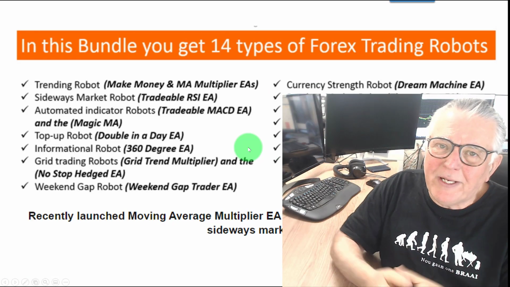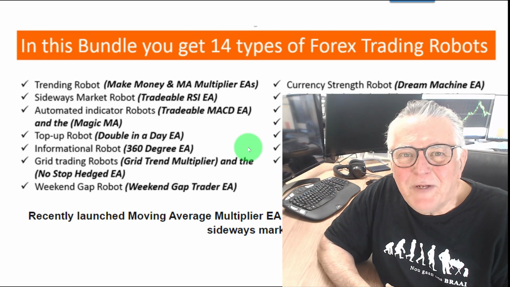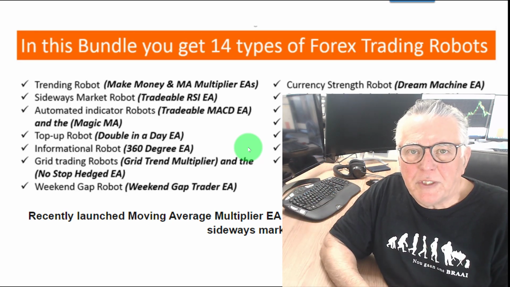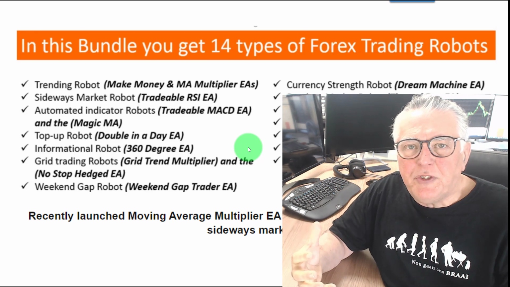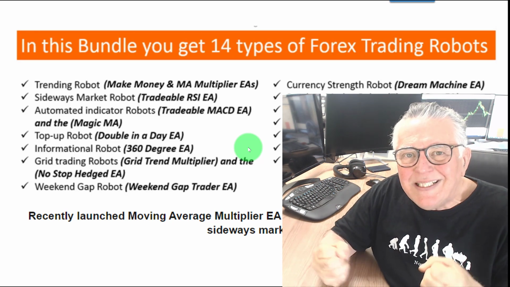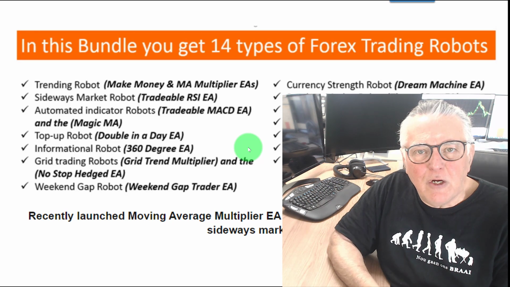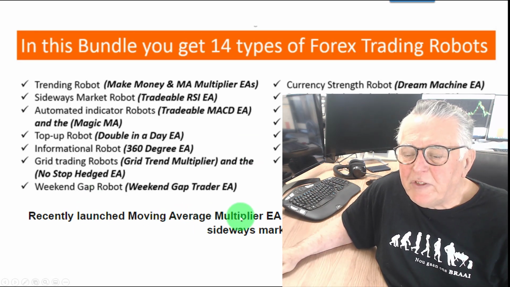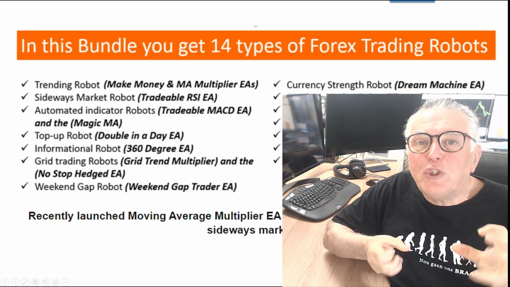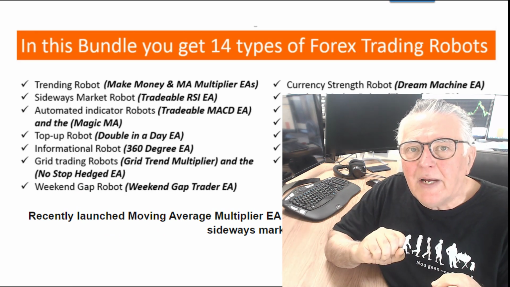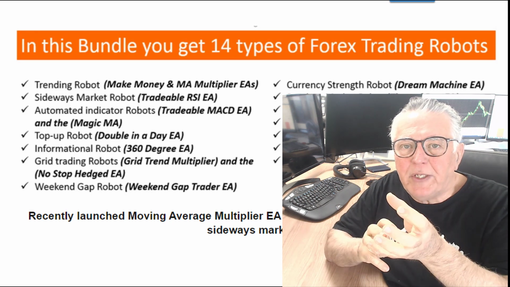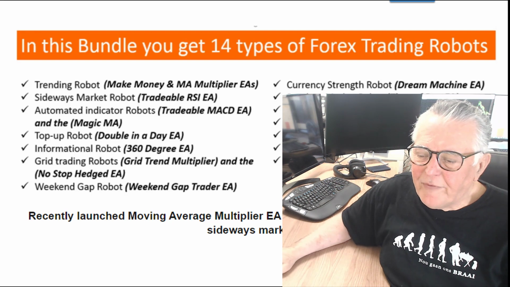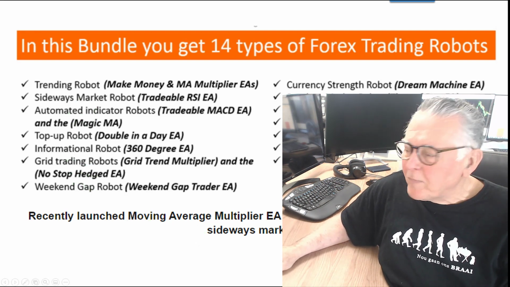I'm not promoting the package per se in this particular video. I'm using it as an example of the types of robots that you can get. So, the more experienced you are at Forex trading, the more you can be selective with using these particular robots. And then we've also got a recently launched moving average multiplier, which is a hybrid. It trades both trending and sideways markets. It has a strategy for trending, and it has a strategy for sideways markets. So that's another robot that you can see there.